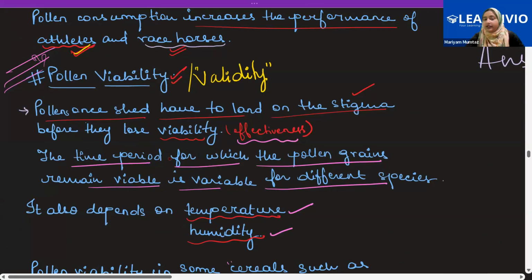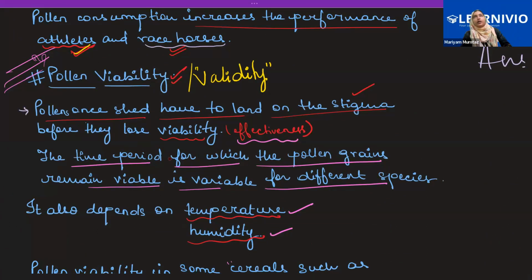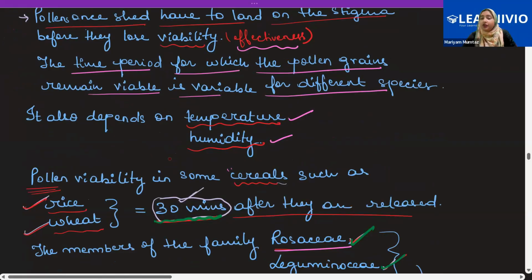Then comes pollen viability. Now, all of you know that pollen grains are shed from the anther upon maturation. Once they are shed, they have to land on the right type of stigma much before they lose their viability. Viability means their effectiveness, their ability to fertilize the female. So the time period for which they are viable is called pollen viability. And this also varies from species to species, and it also depends on the temperature, the humidity, and the surroundings that the pollen is present in.